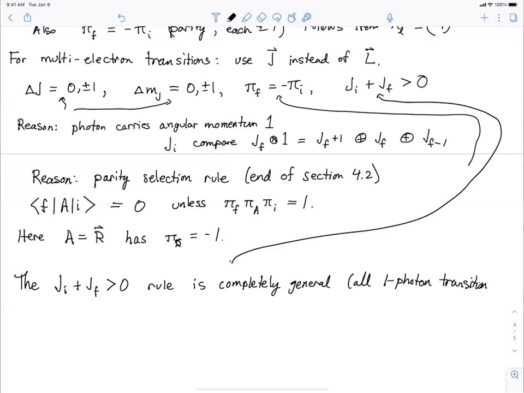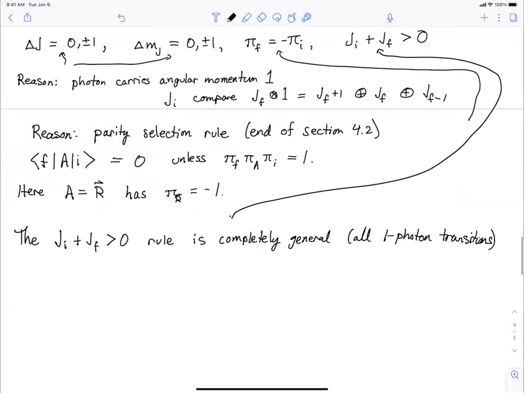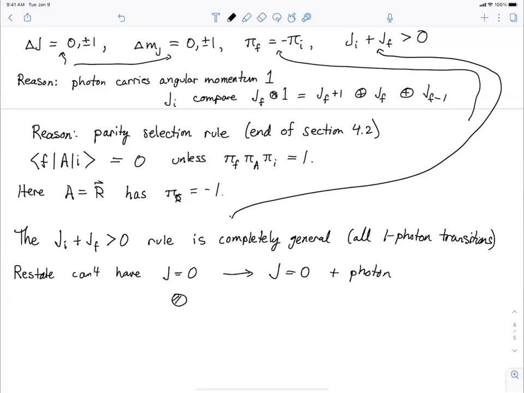So you can have as many electrons as you want involved, but only 1 photon. And so to restate it, which will make it clearer why it should be true, you can't have a J equals 0 state going to another J equals 0 state plus a photon. Okay, and the reason why is, here's my J equals 0 state, spherically symmetric. Here's another J equals 0 state, spherically symmetric. Here's a photon wandering off in some direction.